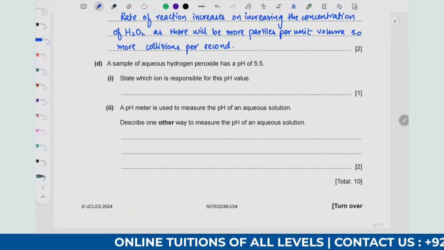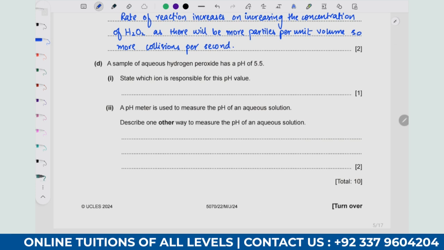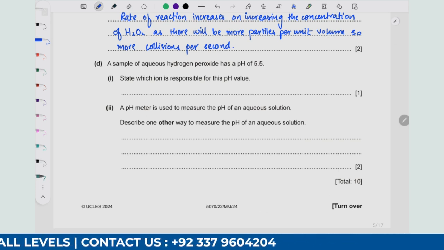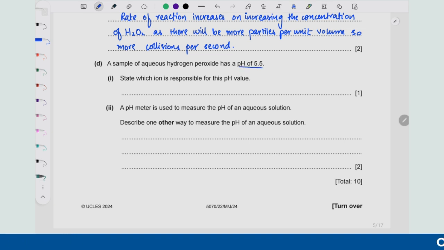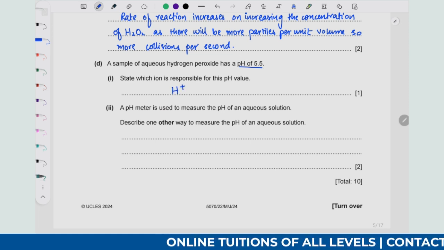Part D says a sample of aqueous hydrogen peroxide has a pH of 5.5. State which ion is responsible for this pH value. So we know as the pH is acidic, it will be the H+ ion.